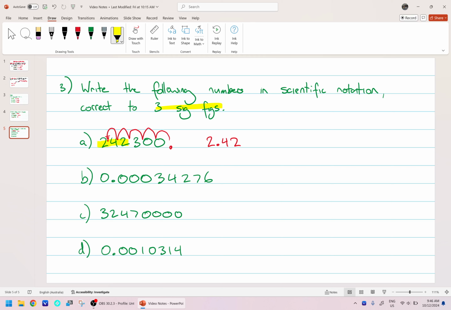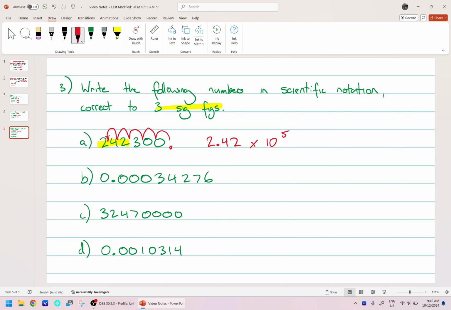So going across here, the number after 2 is a 3. So it's going to round down. So we have 2.42. And you're going to write times 10 to the power of 5. Why is it 5? Well, like we saw, we moved that decimal point 5 places to the left. So it's to the power of 5.